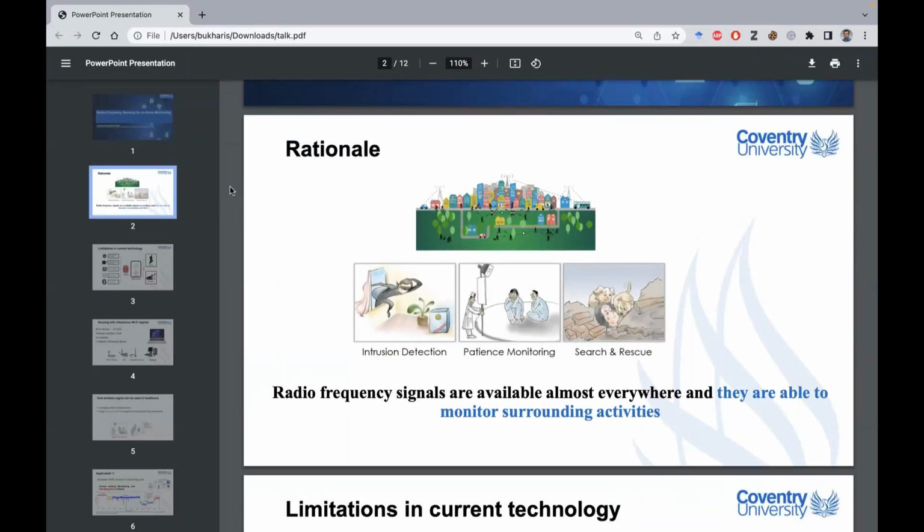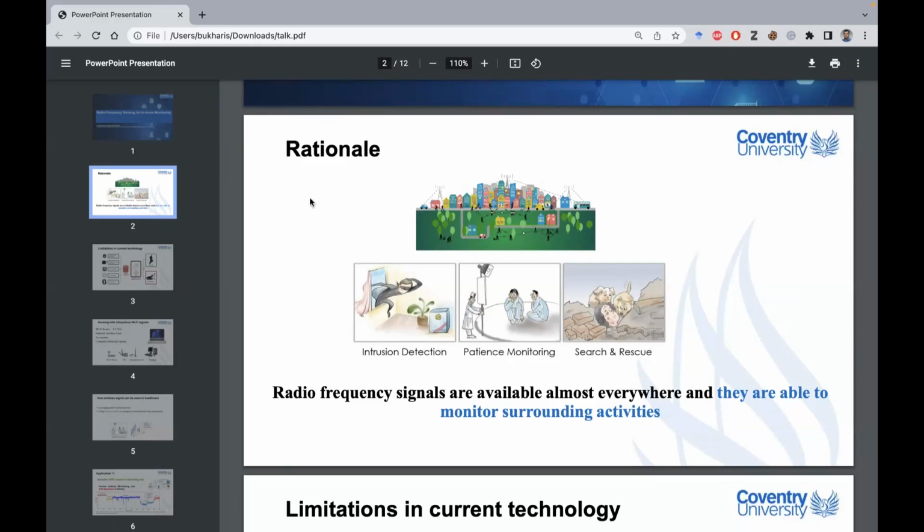The rationale behind this is that, as you're aware, radio frequency signals are available everywhere. For example, in our houses, in homes, on campus, hospitals, parks, everywhere, and they are capable of monitoring different activities, as I have mentioned earlier. These radio frequency signals can be used to monitor large-scale or small-scale body movement, such as intrusion detection, if somebody is sneaking into your house, or for patient monitoring.